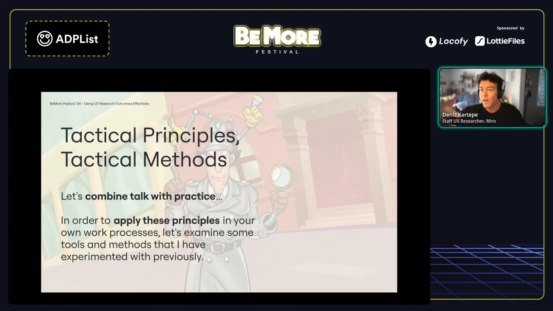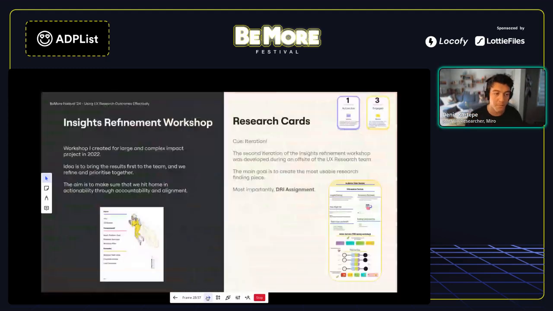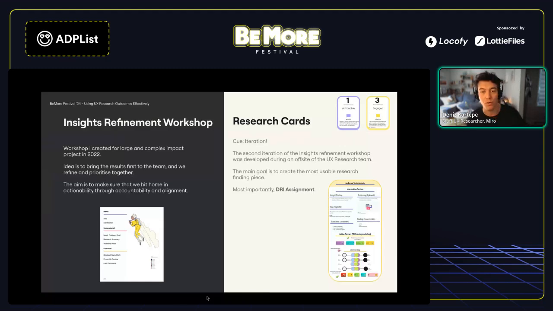And when I'm sharing them, I will have some tags on the top right side about which tactical principle they address themselves to. For example, a thing that I loved using before was an insights refinement workshop. And the tags for this are the actionable and engaged principles. So this was a workshop that I created for a large and complex and impactful project in 2022. And my idea was bring the results first to the team and we refine and prioritize together.